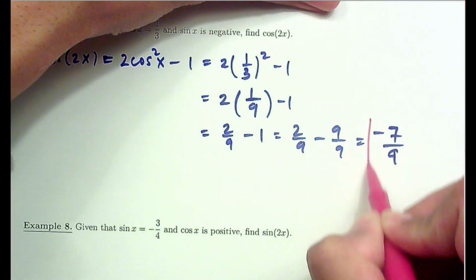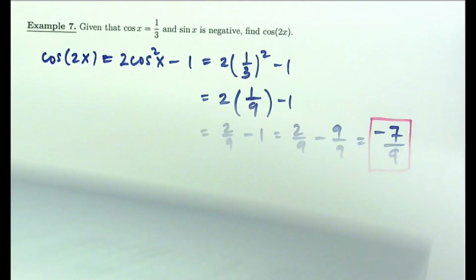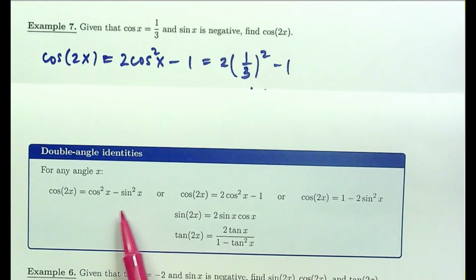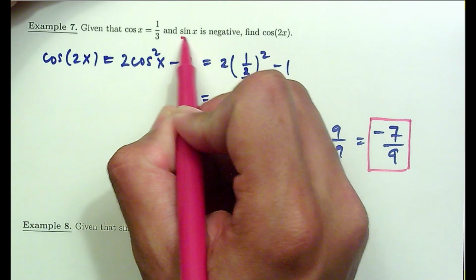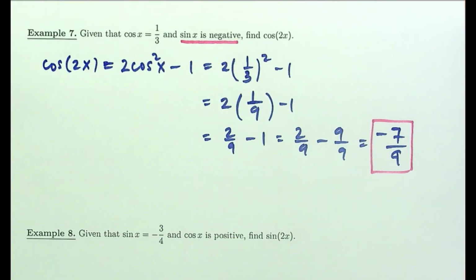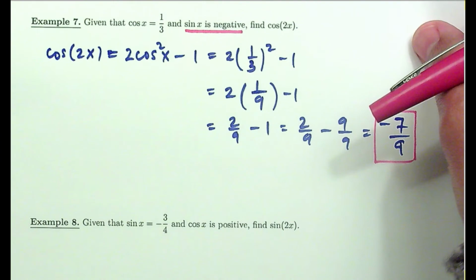Note that by choosing the middle version of the double angle identity, we completely avoided using sine of x and having to find it first. So that means really this piece of information right here was completely unnecessary. We didn't need it. We would have needed it if we had chosen any of the other two formulas, because in that case we would have had to find sine of x first.